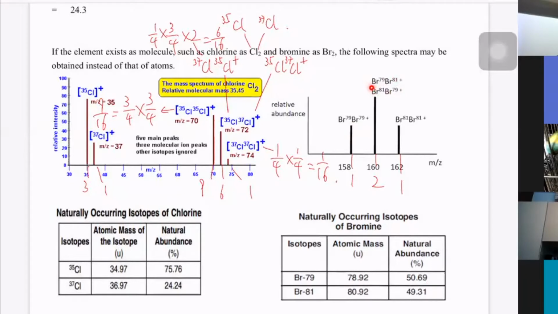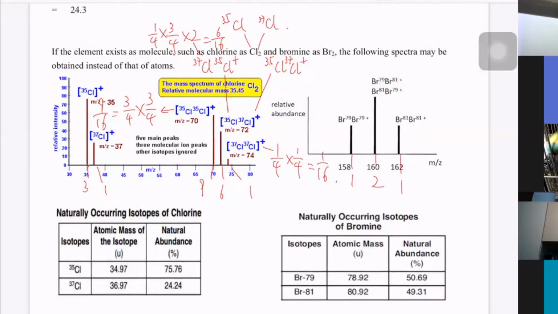We could also use this method for more complicated molecules, and it can help us to determine the structure of the molecules as well. That's another use of the mass spec, but we're not going to talk about that in our syllabus. If you have interest, you could search online. So that's for the mass spec here.